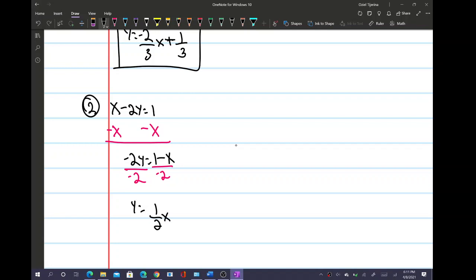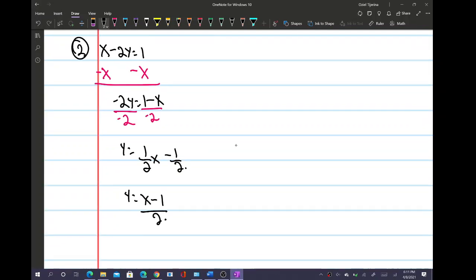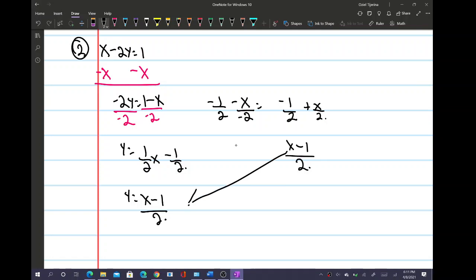And then you would do negative 1/2 plus x over 2, or you can do y equals x minus 1 over 2, because you would have negative 1/2 minus x over 2 over negative 2, excuse me. So this would be equal to negative 1/2 plus x over 2, which is x minus 1 over 2 if you write it this way, right?